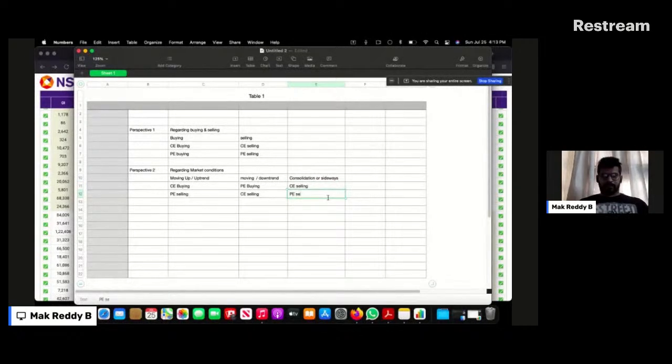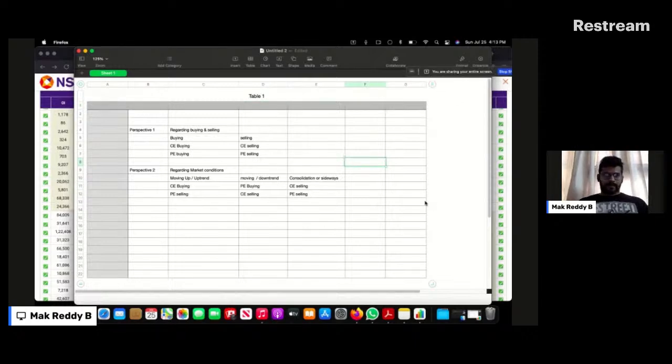And selling only. Okay, understood. So this is how options are traded, and these are the two different perspectives. Understood.